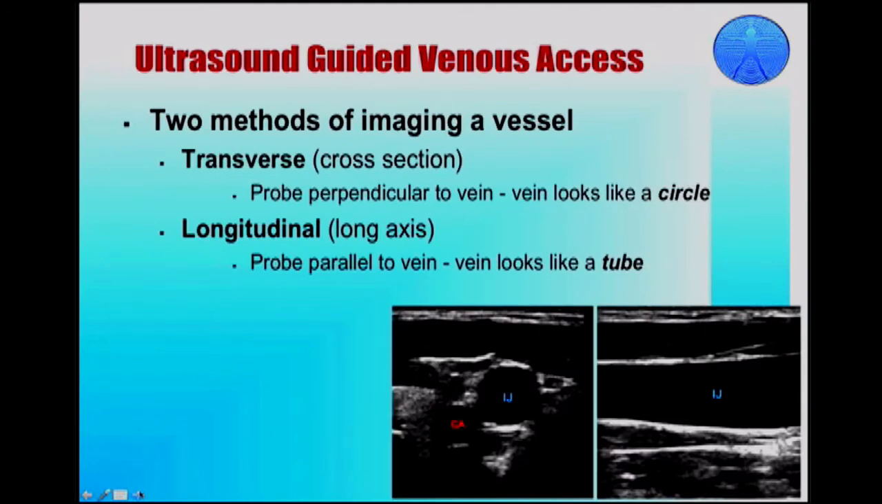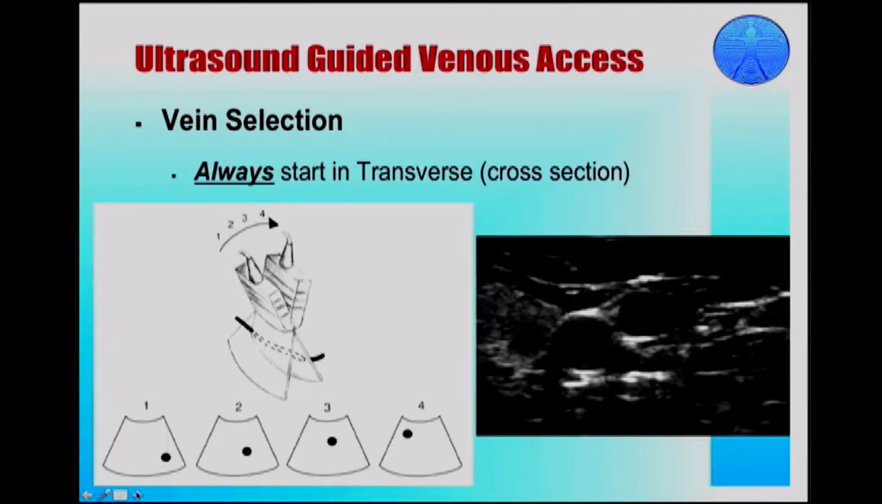Now, there are two methods of imaging a vessel which we've really already talked about. They're called transverse or cross-section, and I may use those terms interchangeably, where the probe is perpendicular to the vein and it looks like a circle, or longitudinal or long axis, where the probe is parallel to the vein and looks like a tube or a thick line. No matter how we're going to end up imaging our vessel, we always start off in transverse or cross-section. You can imagine that in long axis, if you're off on one side or the other, you don't see your vessel. Well, in transverse, no matter how you start, you're always going to see your vessel. If there's a vessel there and you're transverse, you always see the vessel. All right, and it looks like a circle.